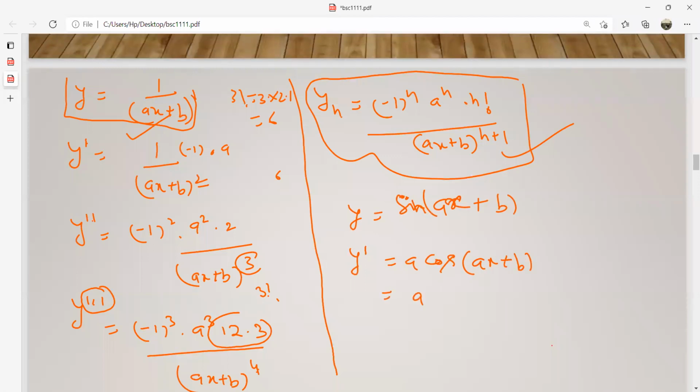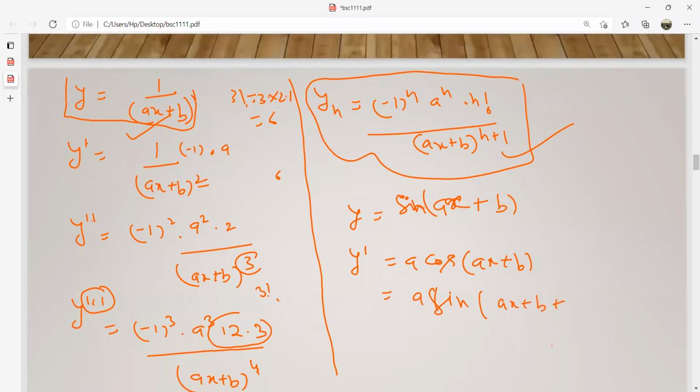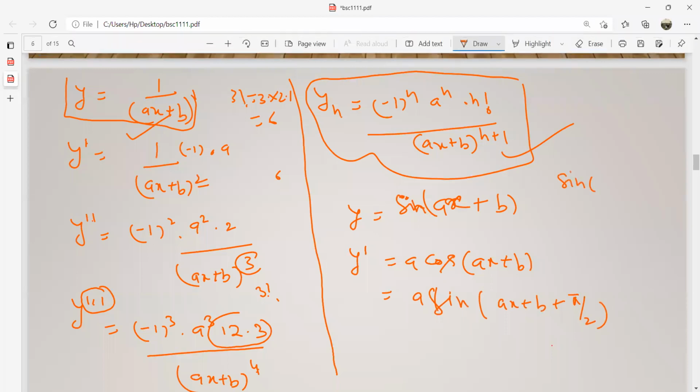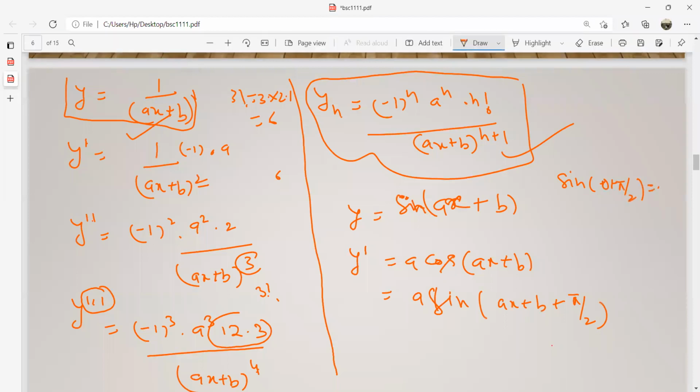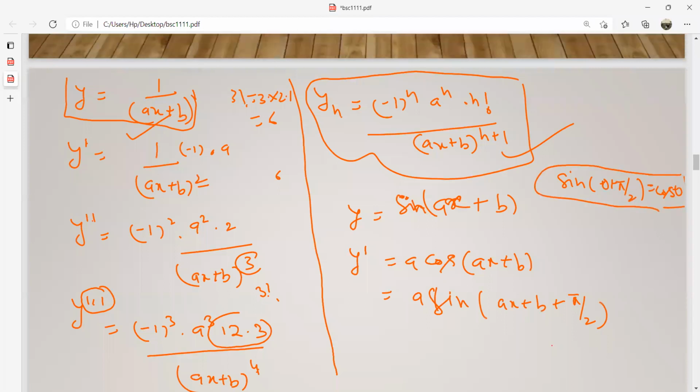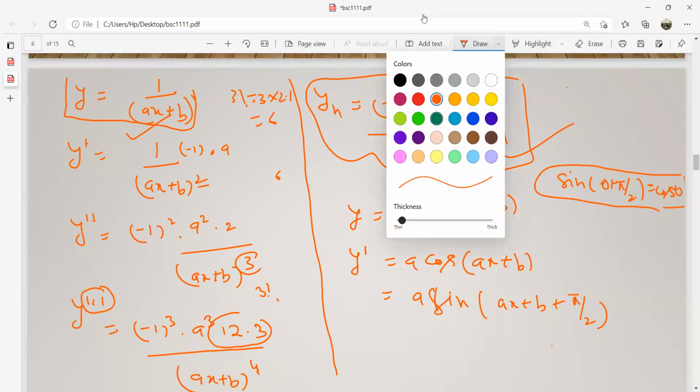But this can be put in the form of a sine of ax plus b plus pi by 2. It means sine theta plus pi by 2 equal to cos theta. That is one of the important formulas, the relation of sine and cos. Sine theta plus pi by 2 equal to cos theta. So here we have to use this formula again.